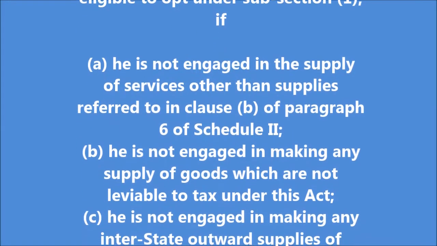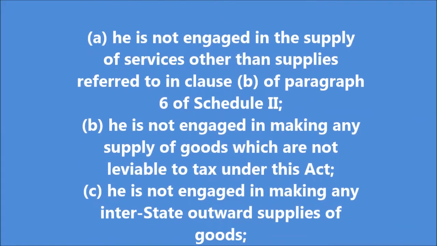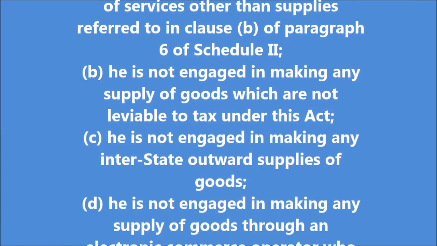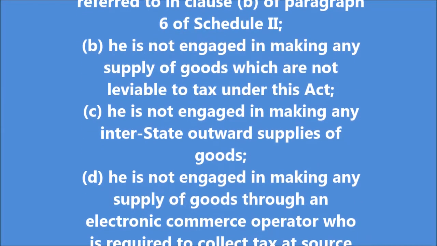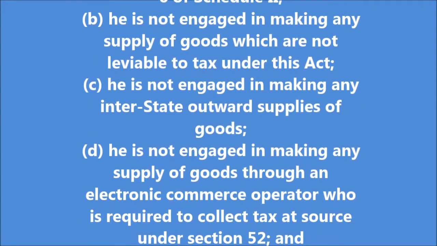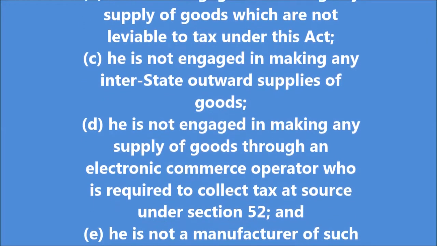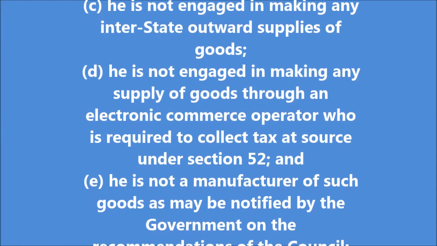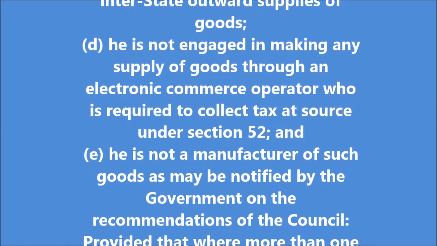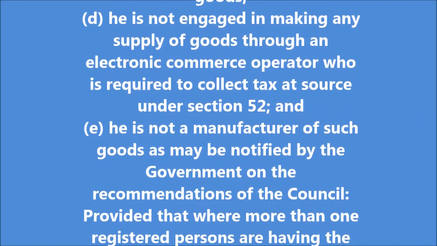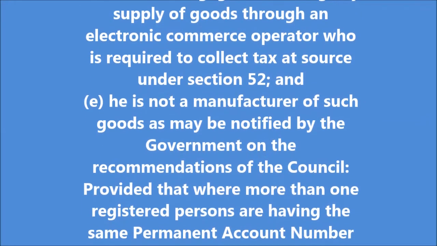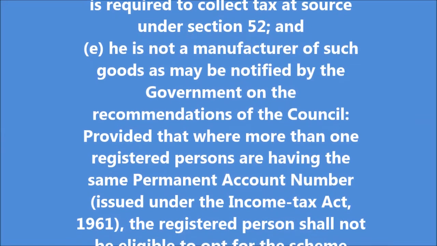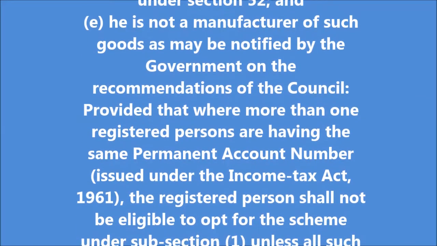2. The registered person shall be eligible to opt under subsection 1, if a. he is not engaged in the supply of services other than supplies referred to in Clause b. of paragraph 6 of Schedule 2. b. he is not engaged in making any supply of goods which are not leviable to tax under this Act. c. he is not engaged in making any interstate outward supplies of goods.